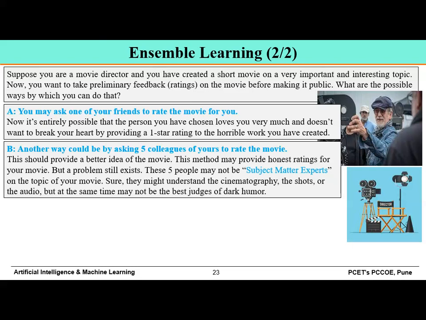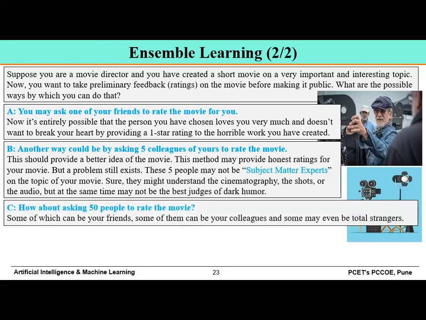So, according to their understanding, they will give their opinion. If we compare these two options, asking a single person and asking five people, definitely five people will give better feedback. But that may not be the best outcome. So what you may do, you can ask 50 students or 50 people to give their feedback.